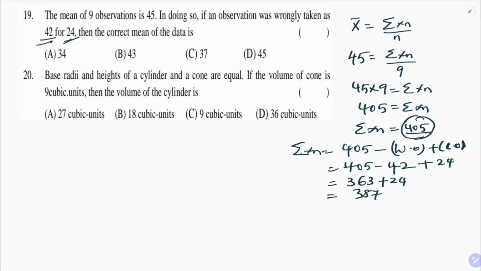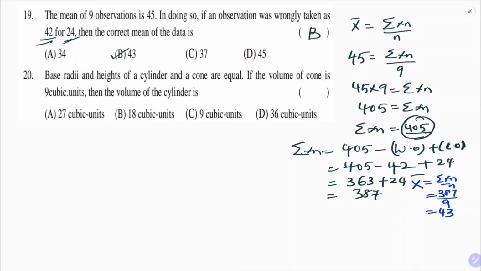Now if you calculate the mean, mean is the sum of the observations by number of observations, that is 387 by 9. If you cancel this, 9 4s are 36, 9 3s are 27. So the correct mean of the data is 43. The correct option is B.